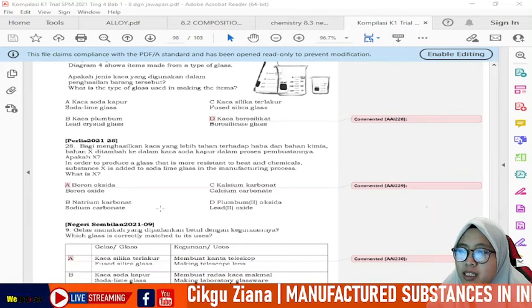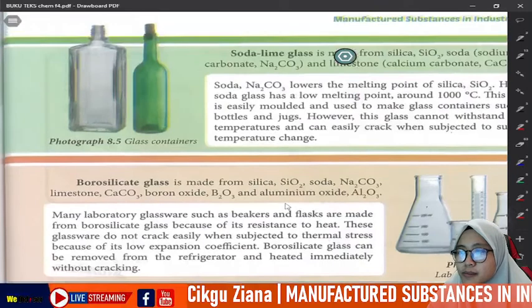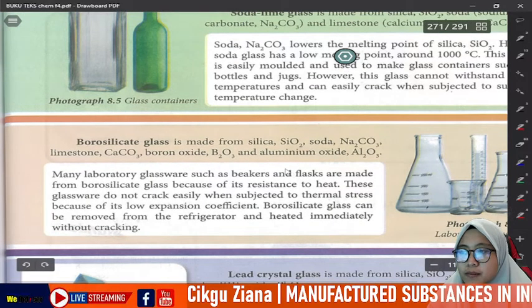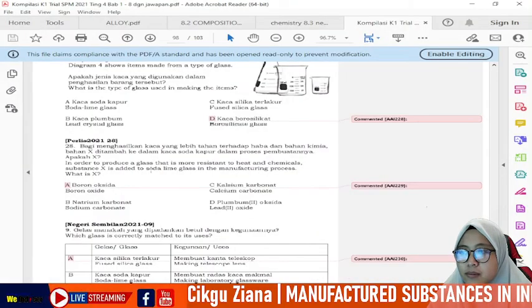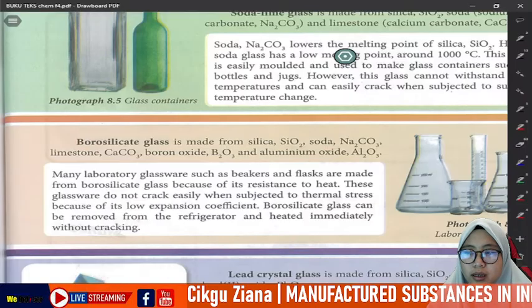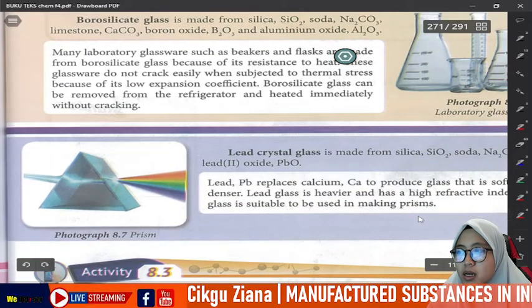So, in order to produce a glass that is more resistant to heat and chemicals, substance X is added to soda lime glass. What is added into the soda lime glass? To make it stronger. Jovisha, are you there? What does borosilicate have added? Boron oxide. Can you see this? What teacher showed just now. Boron oxide. Boron oxide is added into this to make it stronger.